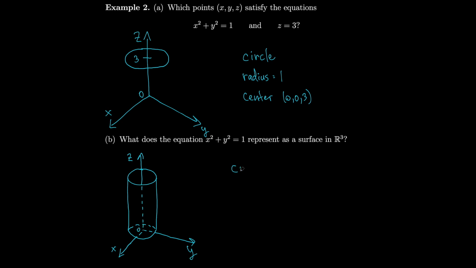And then we get a circular cylinder where, again, the radius is 1. But in this case, it doesn't really have so much a center as it has an axis. And the axis is the z-axis. I guess you could think of that as its center if you wanted to.